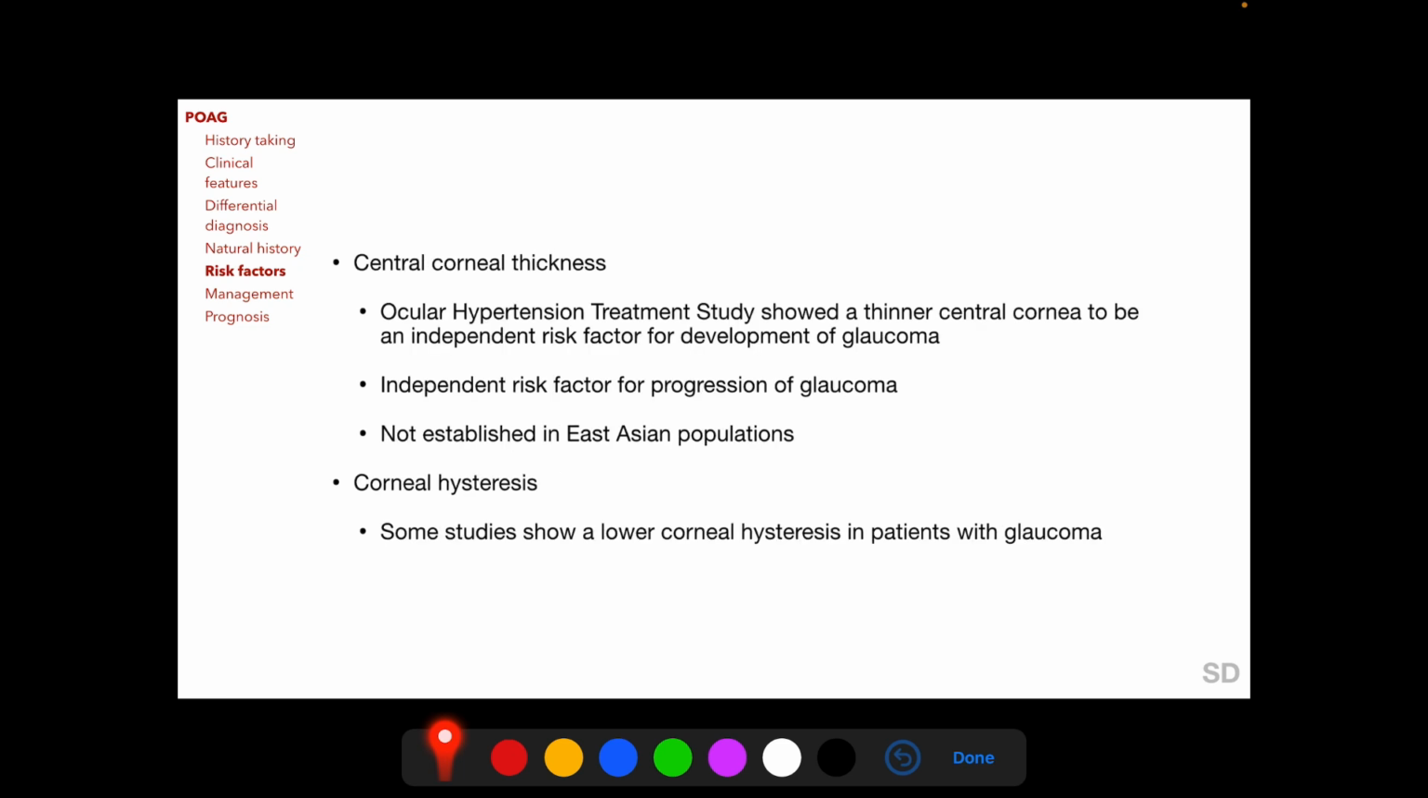As we have discussed in the previous session, the Ocular Hypertension Treatment Study showed that a thinner central cornea is an independent risk factor for development of glaucoma, and a thinner central cornea has also been shown to be an independent risk factor for progression of glaucoma. And some studies show that patients with lower corneal hysteresis are prone to develop glaucoma.